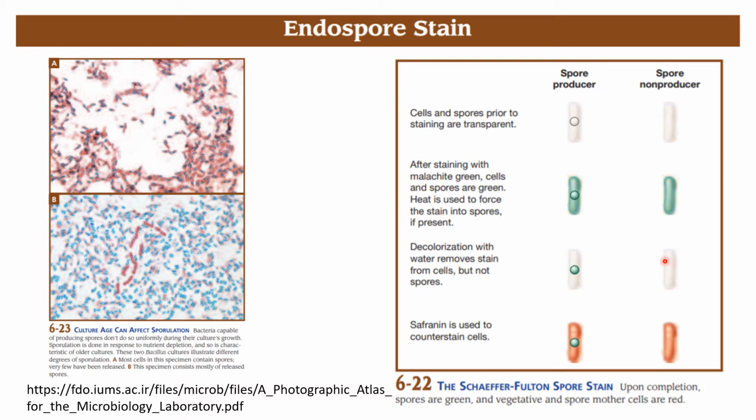So what is the difference between malachite green and other dyes? Take note, malachite green is water soluble, so it can be removed easily by water. So malachite green is washed away quickly. That's why it's very good for endospore staining. And since water cannot penetrate inside the endospore, the dye will remain inside the endospore. So it will appear green, and of course, we can visualize the spore producer and non-spore producer under the microscope. So after decolorization with water, of course, the dye is gone.